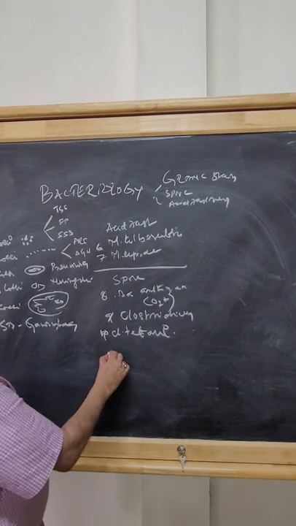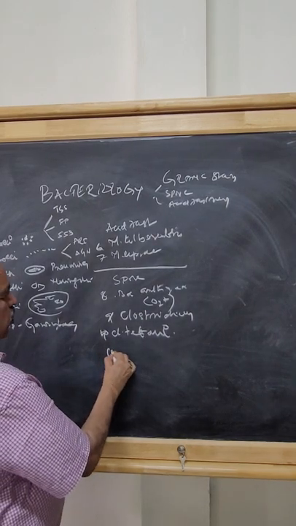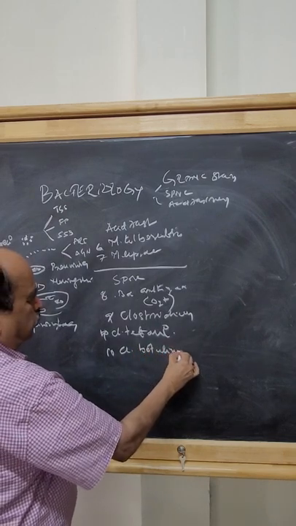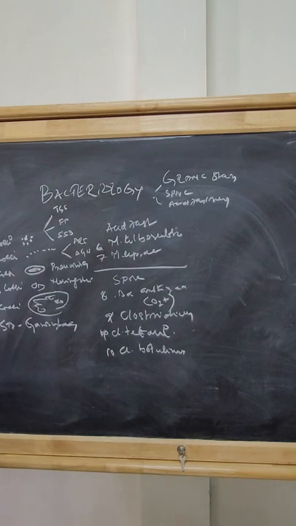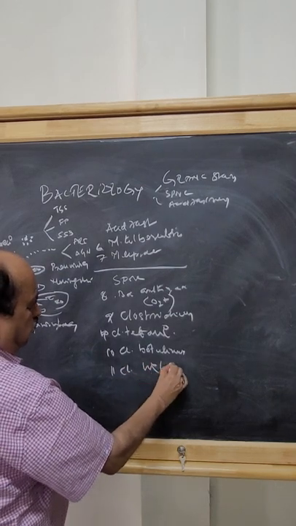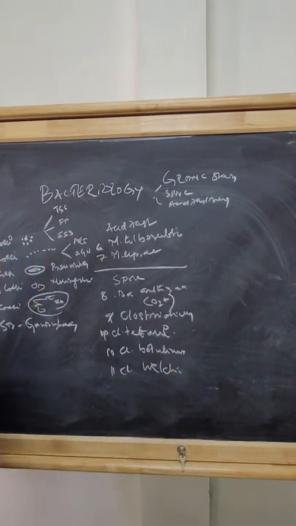Then Clostridium botulinum, a very powerful poison. It is used for biological warfare. Clostridium botulinum causes very severe food poisoning. Then Clostridium welchii, the main organism of gas gangrene, along with septicum, novyi, perfringens. All these organisms are known to cause gas gangrene.